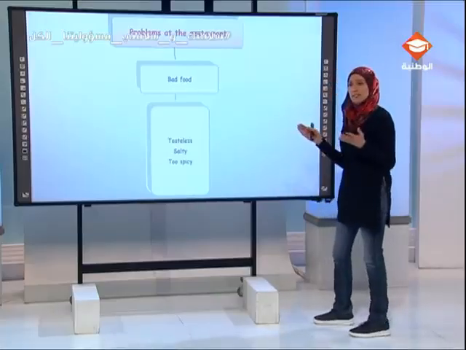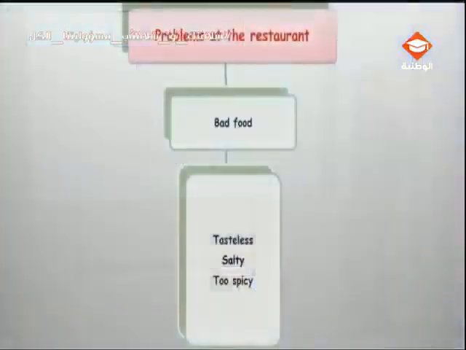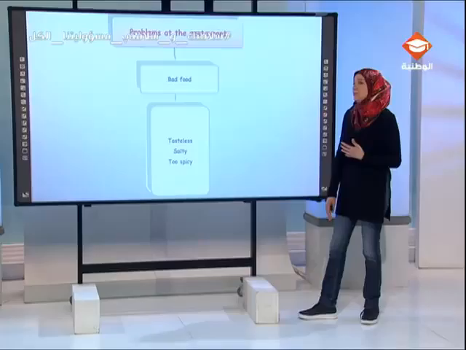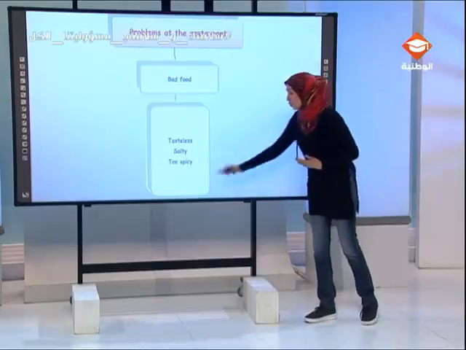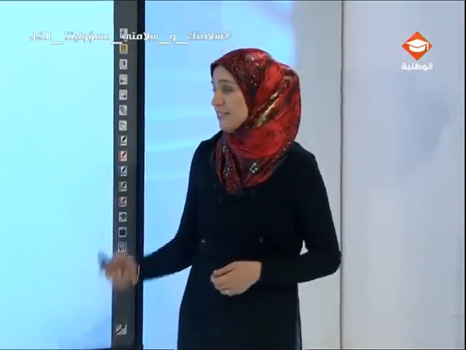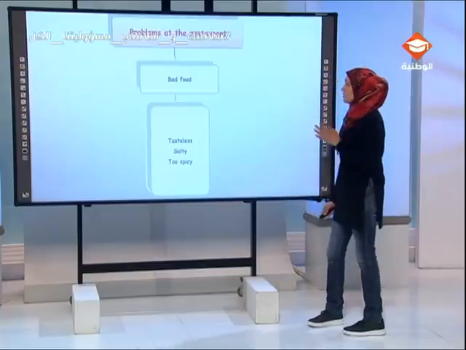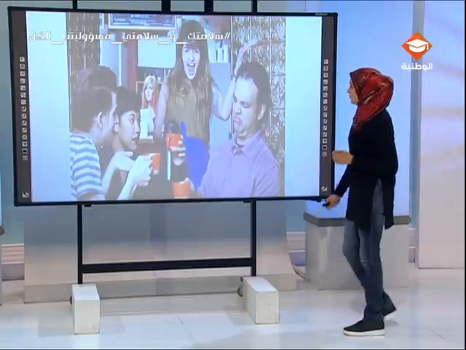It can be salty, okay, when you put too much salt in it. Also, it can be too spicy. We in Tunisia, we eat spicy food, but it's not really too spicy so that it can be nice to eat. So the second type of problem that we can face at a restaurant is in this picture.